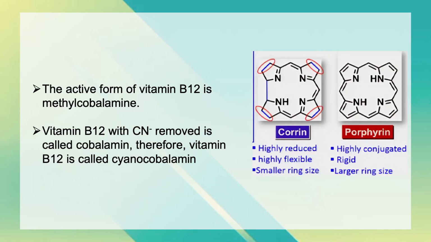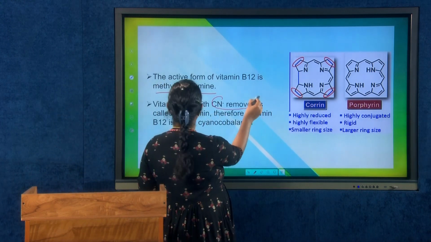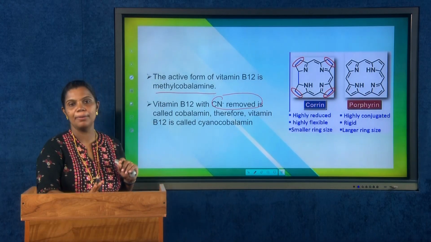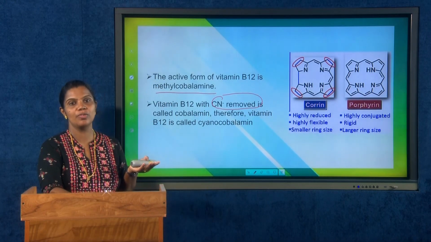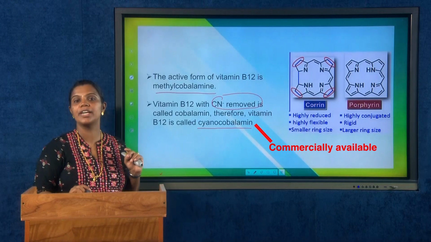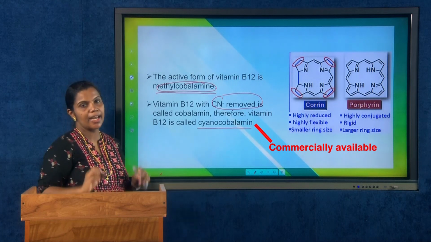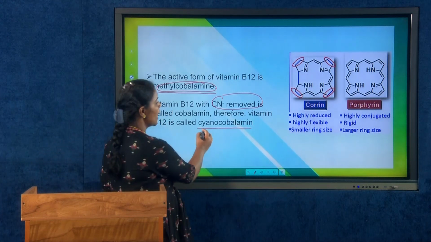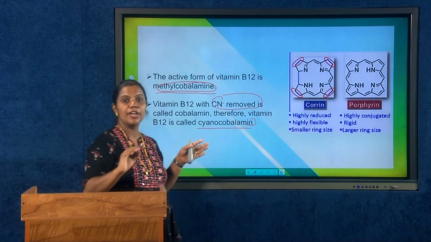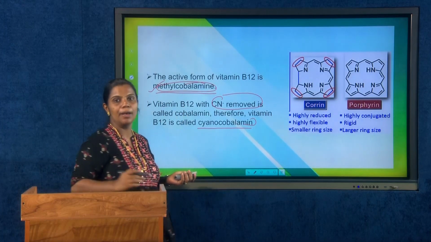The active form of vitamin B12 is usually known as methylcobalamin. When the cyanide ligand is removed, it is called cobalamin. Therefore, vitamin B12 is called cyanocobalamin. But you should understand that the active form of vitamin B12 is methylcobalamin, although usually it contains the cyanide ligand and is called cyanocobalamin. Vitamin B12 is called cyanocobalamin, but it is not the active form. The active form is actually methylcobalamin.